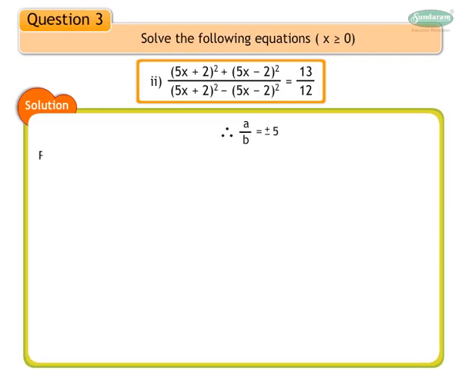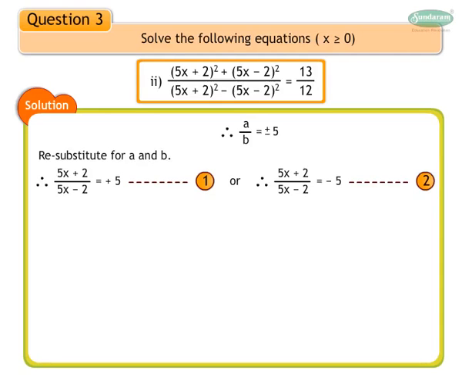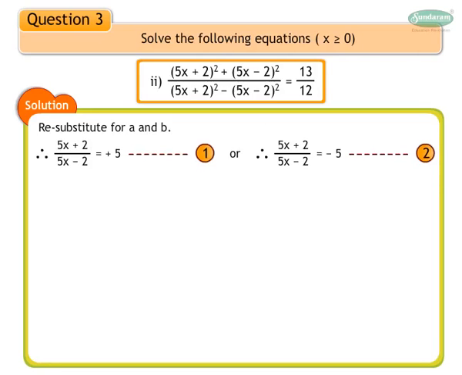Now, resubstitute for a and b. Hence, we get (5x + 2)/(5x − 2) = +5. Let us mark it as equation 1, or (5x + 2)/(5x − 2) = −5. Let us mark it as equation 2. We solve equation 1 by cross multiplying. 5x + 2 = 5(5x − 2). Therefore, 5x + 2 = 25x − 10.